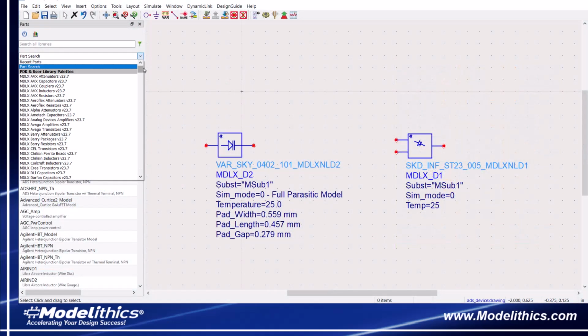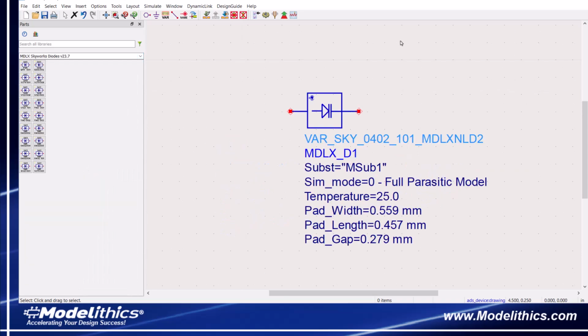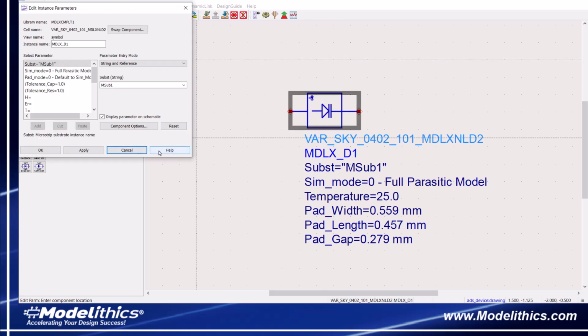Included in the Modelithics Complete Library is an assortment of models for different types of diodes, including Schottky, varactor, and pin diodes. These diodes are from different vendors, including MACOM, Skyworks, Infineon, and others. Let's dive into one of these models. Here we have the Modelithics nonlinear model for the SMV 1763-040LF varactor diode from Skyworks. Let's pull up the datasheet for this model.